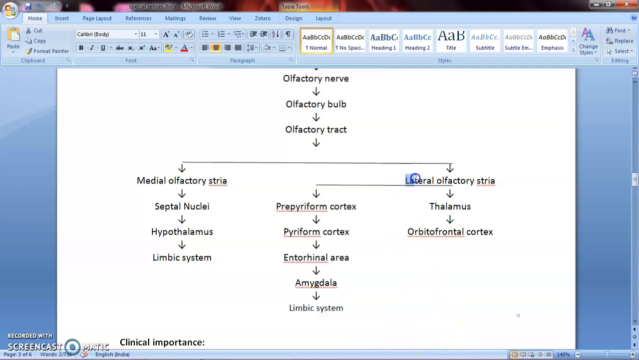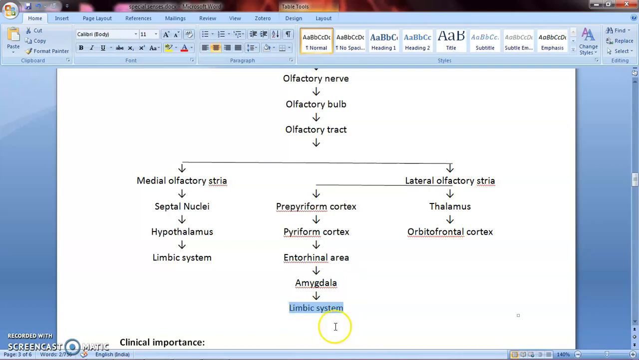So the fate of the lateral olfactory striae: a few of the bundle ends up in the thalamus, the sensory relay station, and then the orbitofrontal cortex. So the sense of smell is perceived by the frontal lobe. In addition, the majority of the fibers go to the prepiriform cortex, from there to the piriform cortex, then to the entorhinal area, and ultimately to the amygdala, which is involved with the emotional pathway called the limbic system.